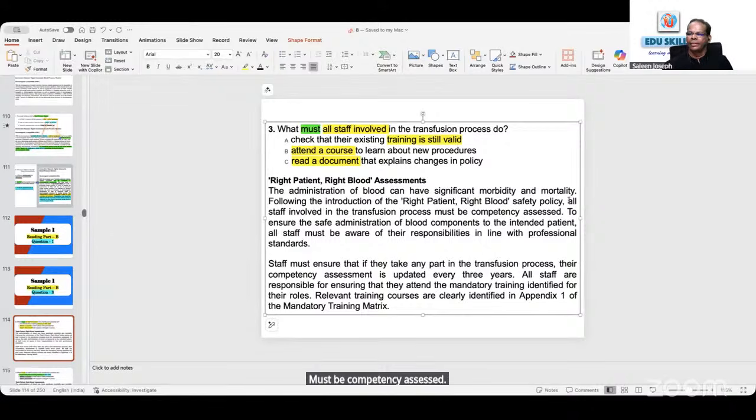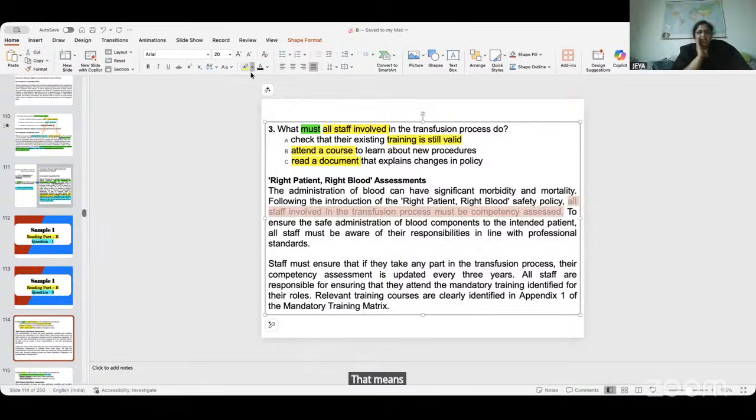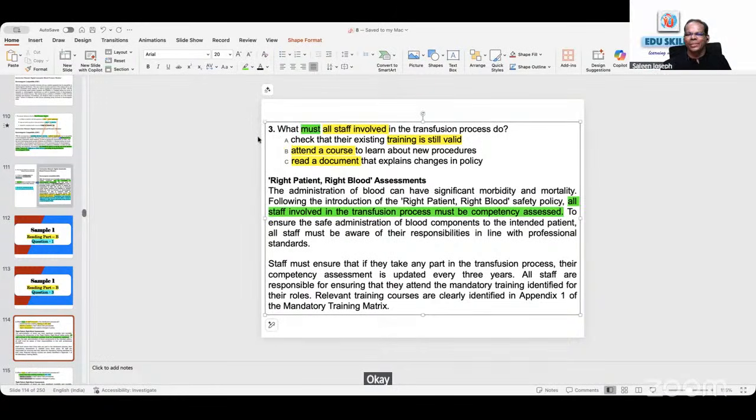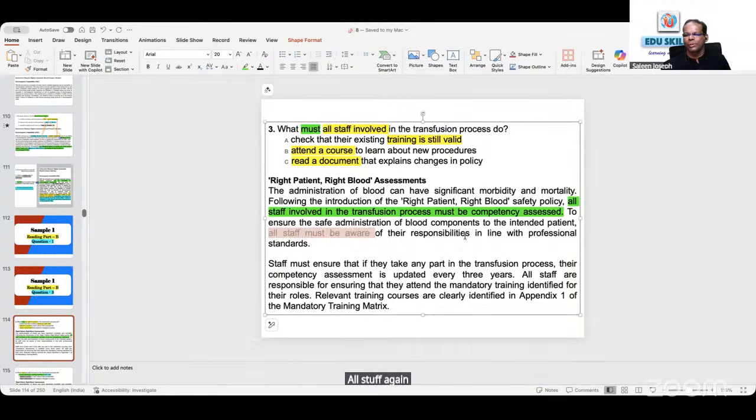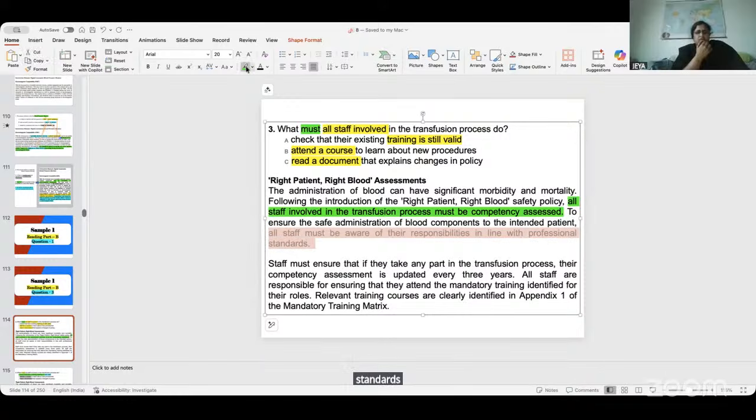This means their training is still valid. That means training competency. Still valid. To ensure the safe administration of blood components to the independent patient, all staff again must be aware of their responsibility in line with professional standards. Must. Okay, modal verb.